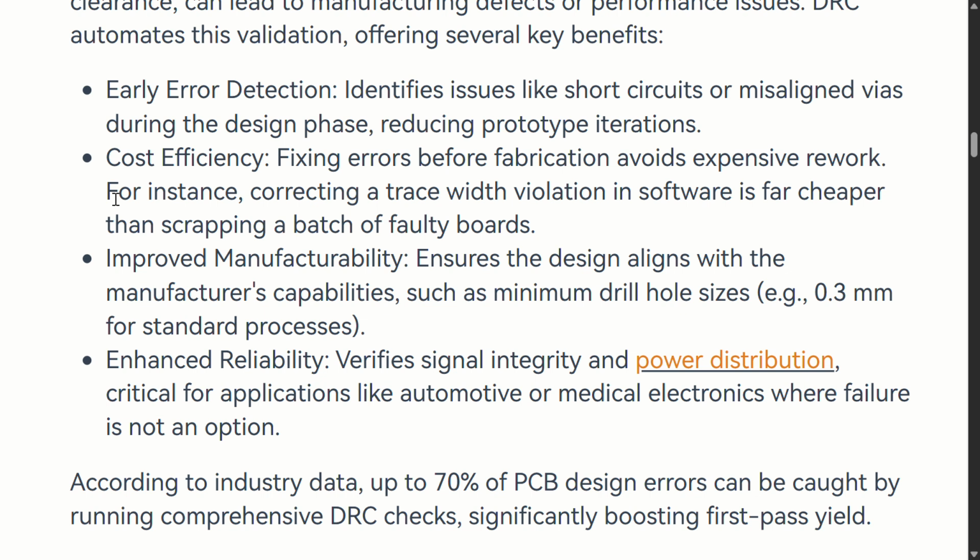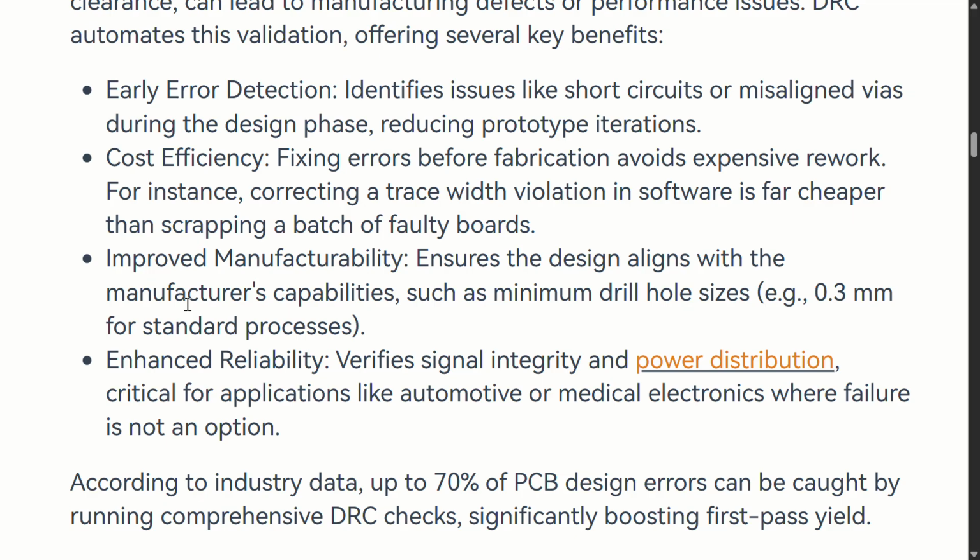Next one is, for instance, correcting a trace clearance violation in software is far cheaper than scrapping a batch of faulty boards. So fixing errors, prevention is better than cure. In other words, fixing errors before fabrication avoids expensive rework. And the third one is improved manufacturability. It ensures that whatever design you are doing aligns with the manufacturer's capabilities.